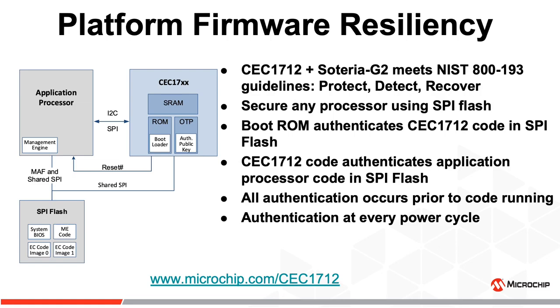The boot ROM is what provides your immutable root of trust, and that will be used with the digital signatures to authenticate the code in the SPI flash. All of this code is authenticated prior to any code running. It's also authenticated at every power cycle, and it's also authenticated during all of the secure updates.